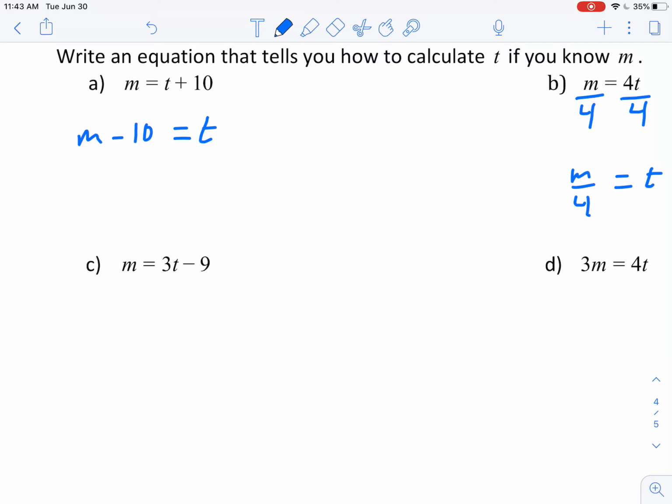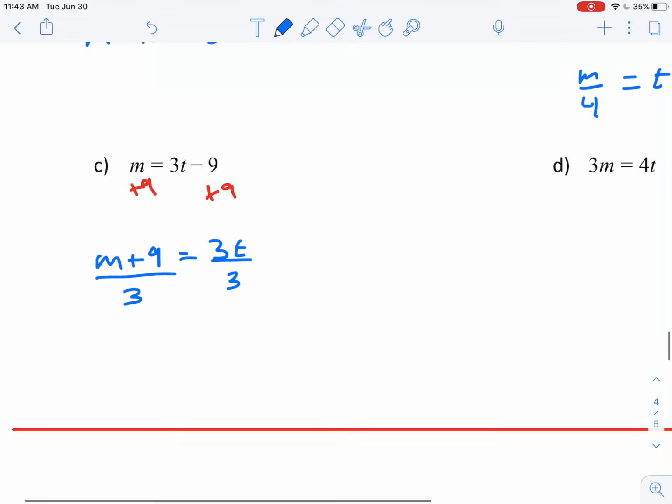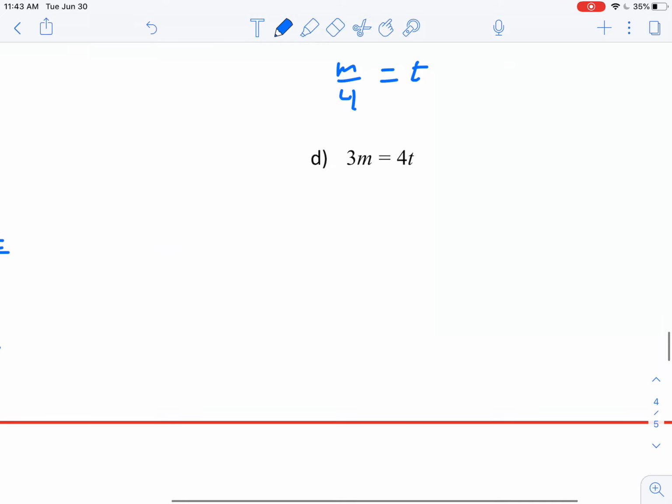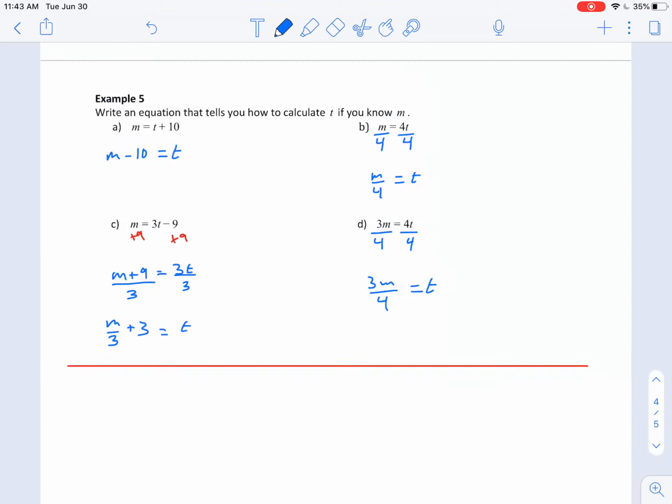m equals 3t minus 9. I need to add 9 to both sides. So then I have m plus 9 is equal to 3t. Divide both sides by 3 because I need to isolate my variable of t. So I'm left with t equals m over 3, and then 9 divided by 3 gives me a positive 3. And our last one here, well, I have t being multiplied by 4. The opposite operation is division. So then I divide. 3m divided by 4 is equal to t.